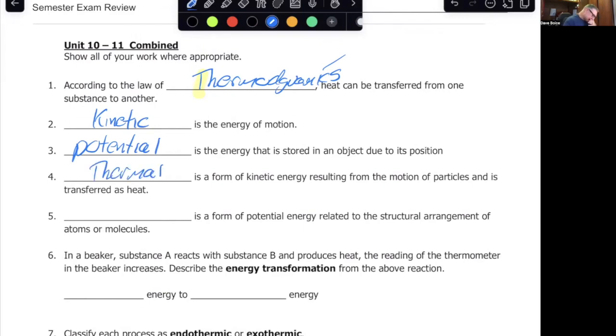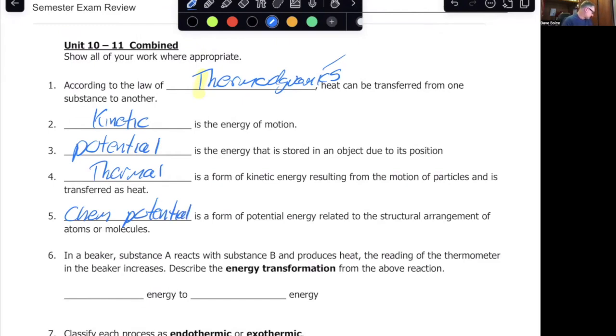And then finally, a form of potential energy related to the structural arrangements of atoms and molecules. So this means that there is energy in bonds, and the breaking and forming of bonds is what causes that transfer of energy. So this is chemical potential energy. Chemical.